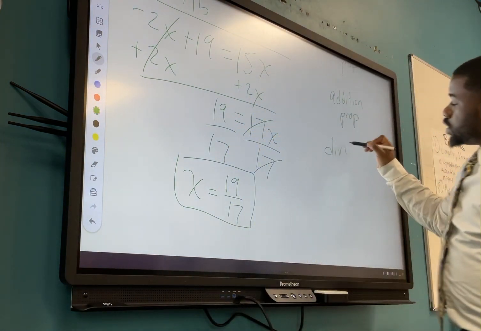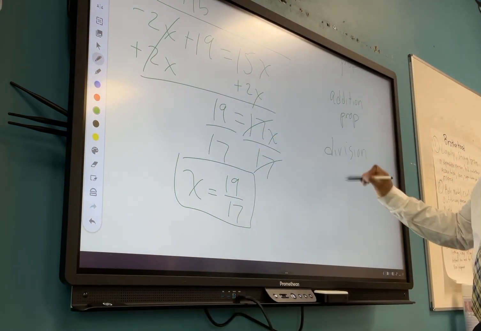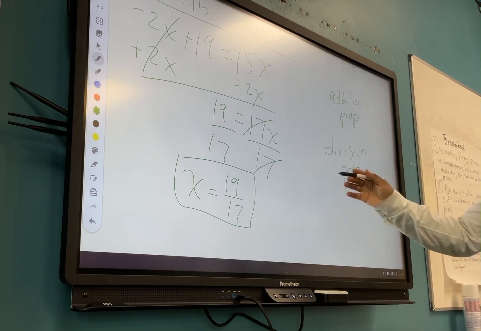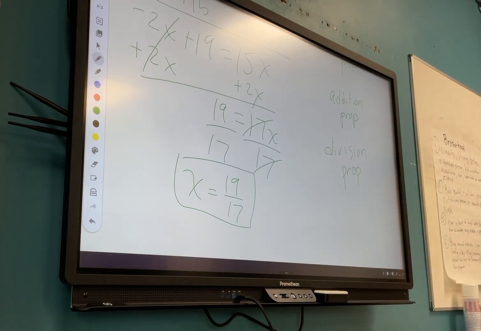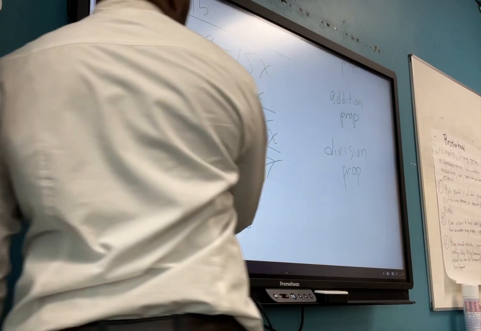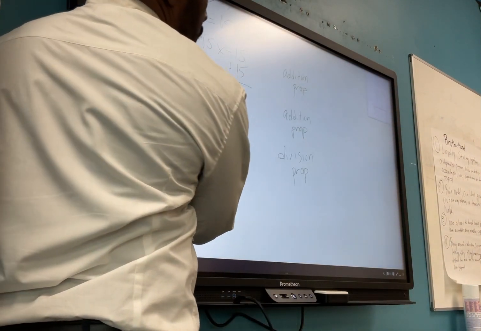And make sure you guys are jotting down the properties that were applied. So this is division property. Okay? Any questions? Just gonna expand it so you guys can see it.